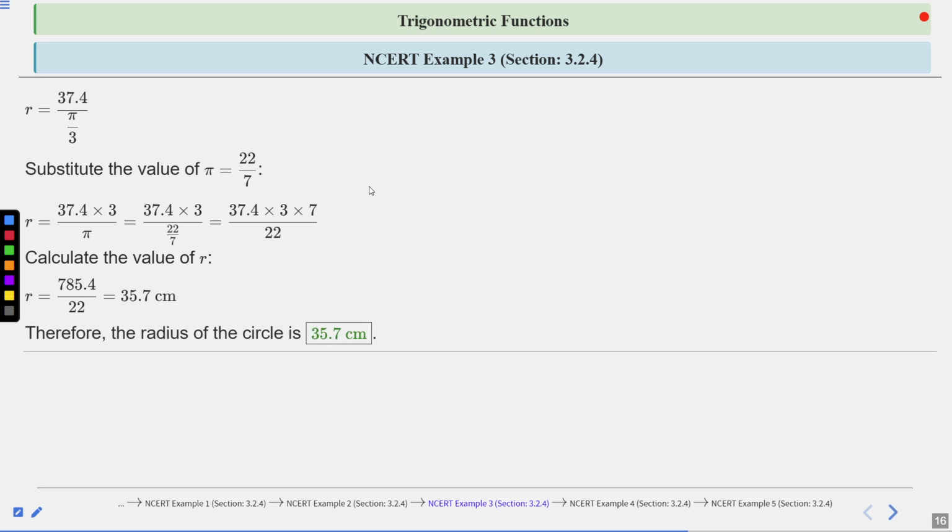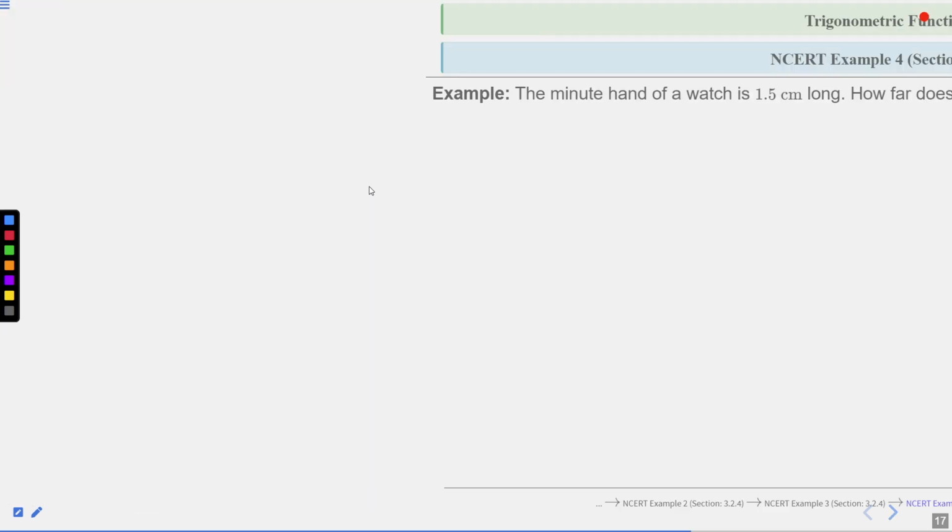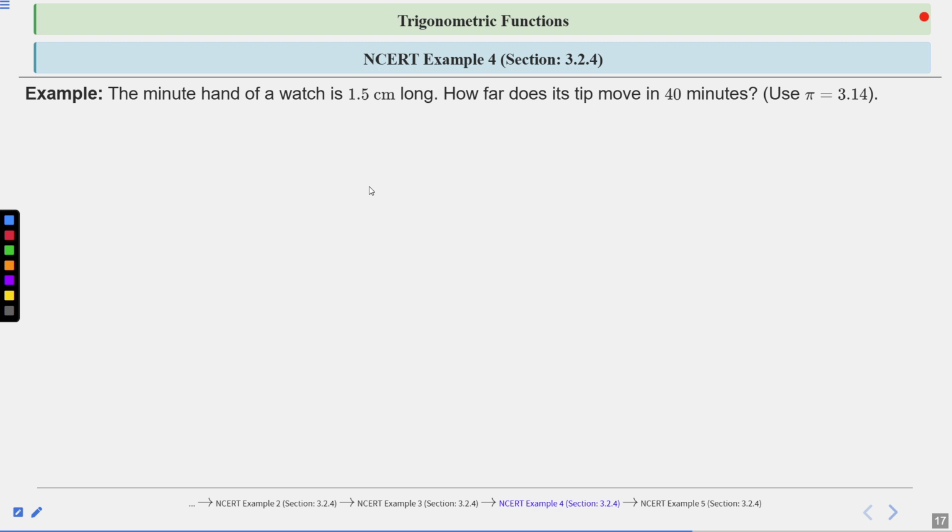Therefore, when your arc length is 37.4 centimeters and the central angle is 60 degrees, the radius becomes 35.7 centimeters. I hope everything is clear. Now, this example.